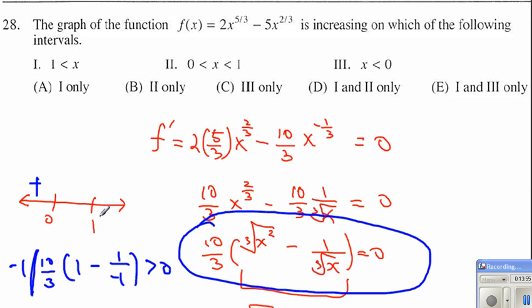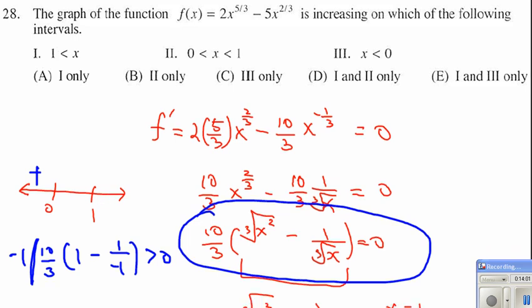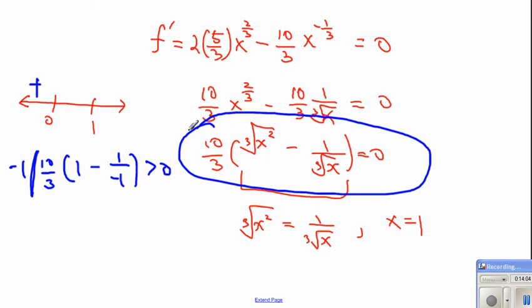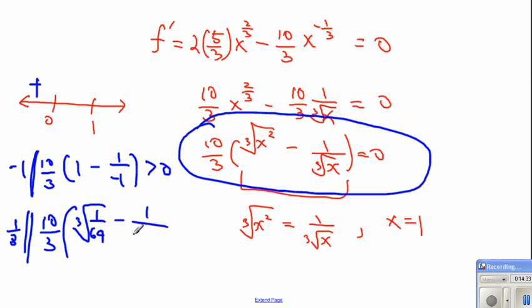Now, how about the middle section? We can plug in maybe how about 1 over 8 seems to be nice because of the cube root here. And when you plug in 1 over 8, here we have 10 over 3, same thing, positive. If you plug in 1 over 8 into this one, you will end up getting this cube root of 1 over 64. Now minus, here we have cube root of 1 over 64.